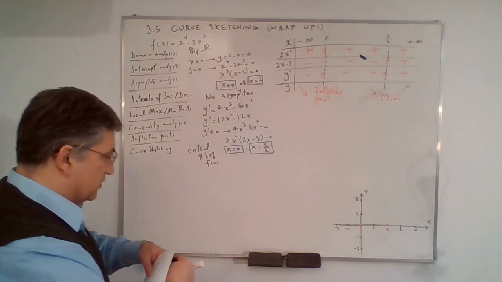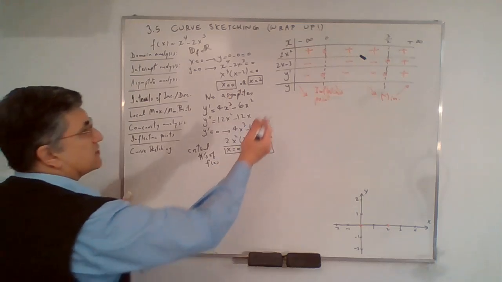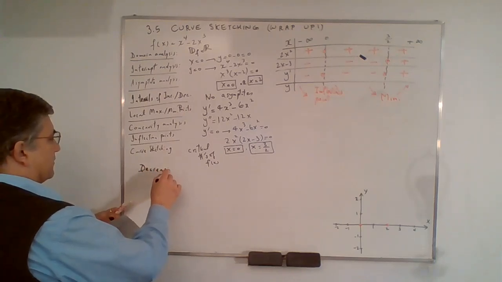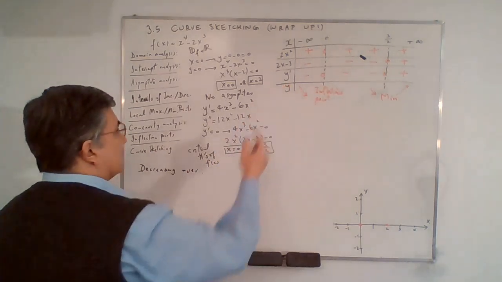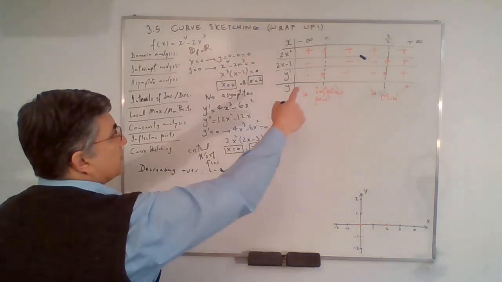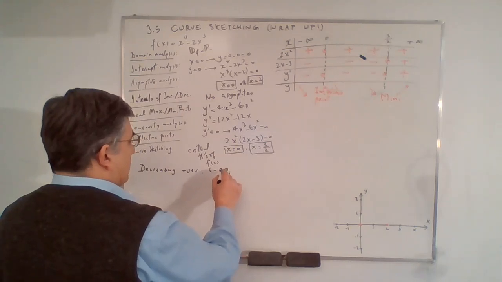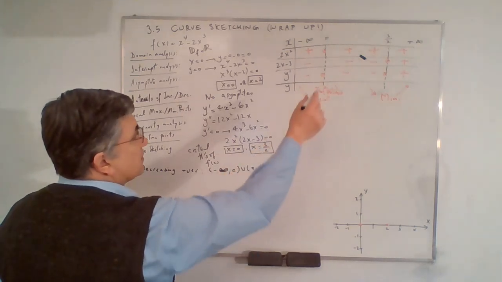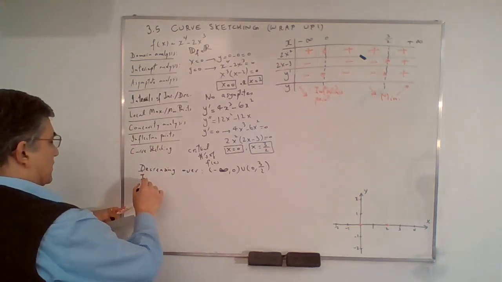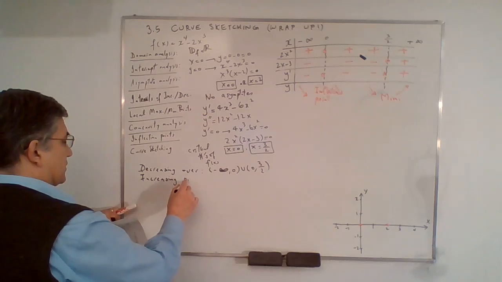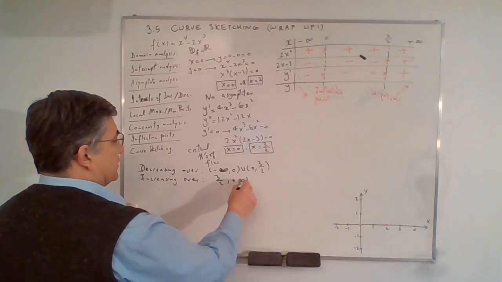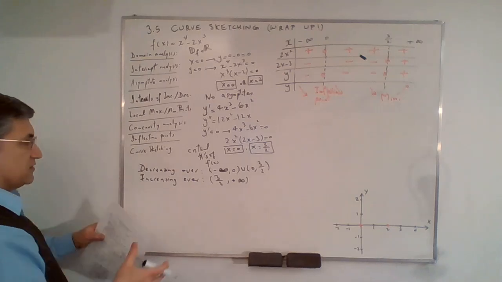Okay, so about intervals of increase, decrease, I would say decreasing over the interval from negative infinity all the way to 0, and then from 0 still going down, decreasing up to 3 over 2, and I would say the function is increasing over just the interval from 3 over 2 to positive infinity. It's an open interval. So intervals of increase, decrease is clear.